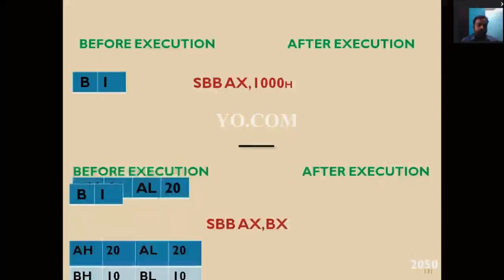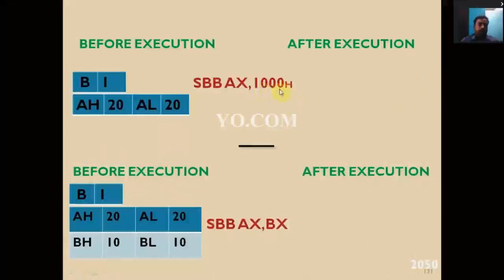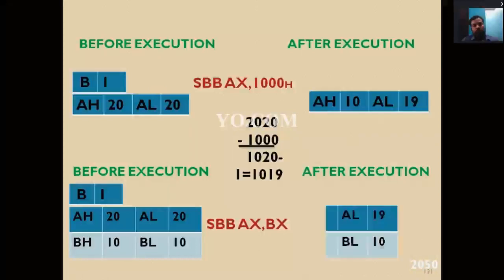So before execution, see SUB AX, 1000, where AX equals 2020. Then after the execution, the borrow equals 1, so AX equals 2020. Here the immediate data is 1000, so 2020 minus 1000 equals 1020, again minus 1, that is the borrow, which equals 1019. That is stored in the AX register. Right. So this is a subtraction.